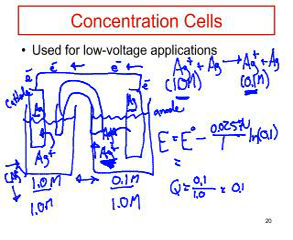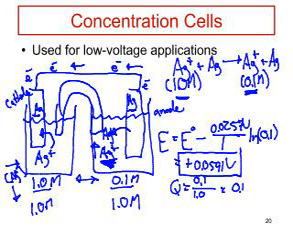It's going to be a very small number, something like positive 0.0591 volts. Okay, so there we go. You can see this is a very small potential. These sorts of electrochemical cells are used for batteries in very low voltage applications, like for watches or what have you, things that don't require a whole lot of energy to run.